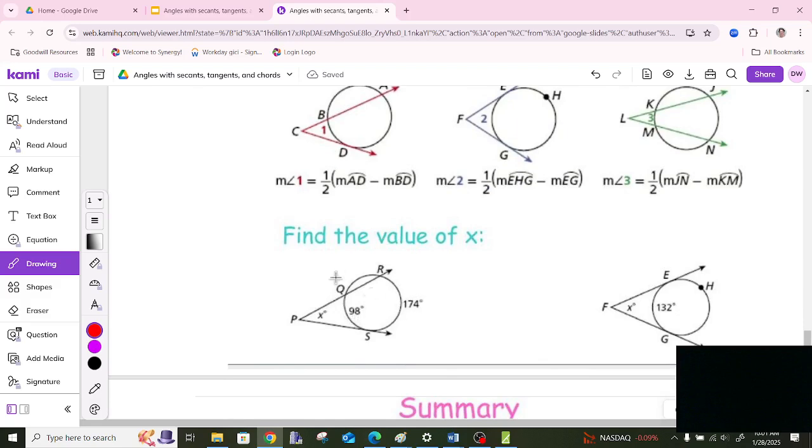So over here, I would do 174 minus 98, and then divide this answer by 2. What's 174 minus 98? And then you divide by 2, and that will give you your answer. So this angle here is 38 degrees.